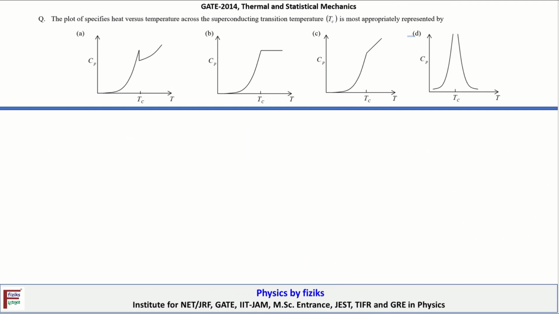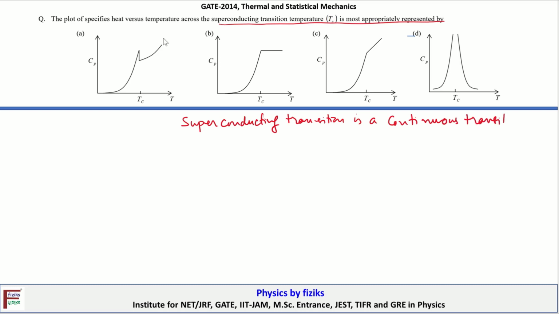So let's take a look at the last problem. The statement is: the plot of specific heat versus temperature across a superconducting transition temperature Tc is most appropriately represented by. We should recall that the superconducting transition is a continuous transition of second order.